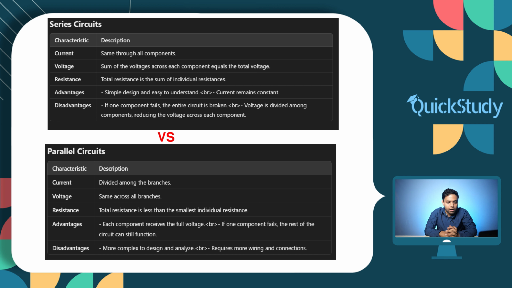The advantages of a parallel circuit would be each component receives the full voltage. If one component fails, the rest of the circuit can still work. Disadvantages would be it is more complex to design and analyze, and requires more wiring and connections.